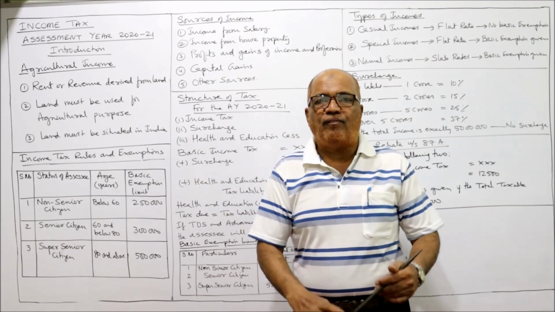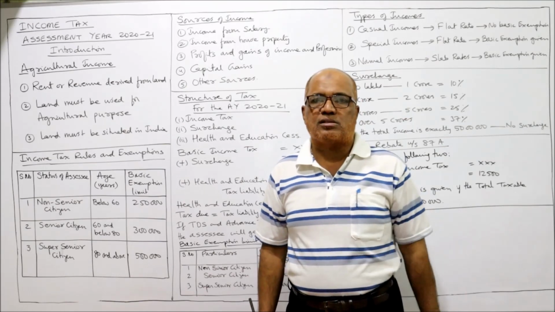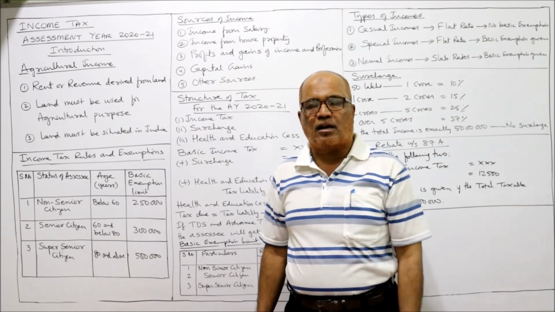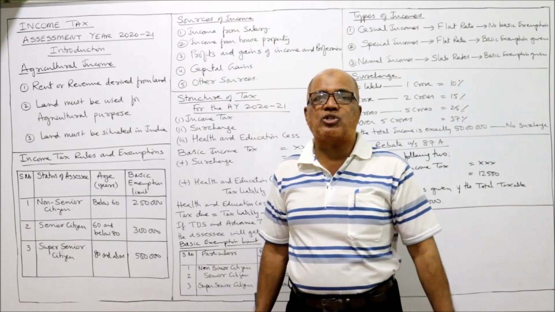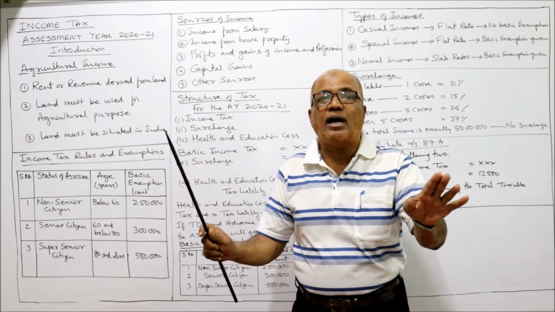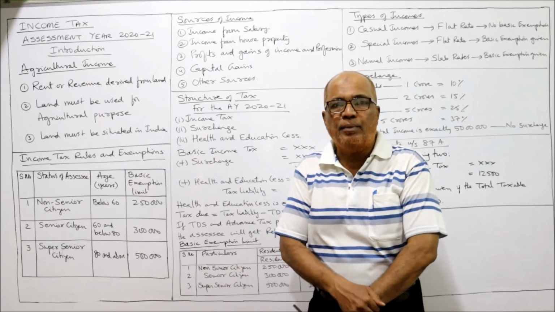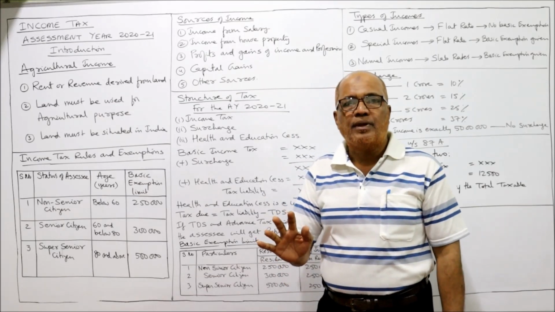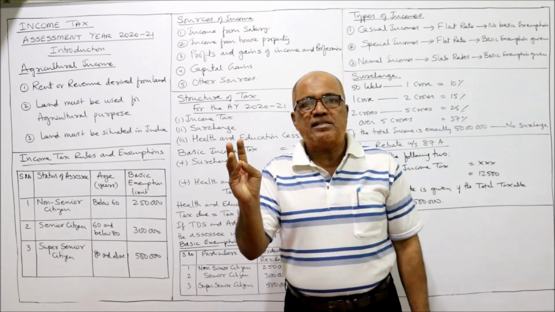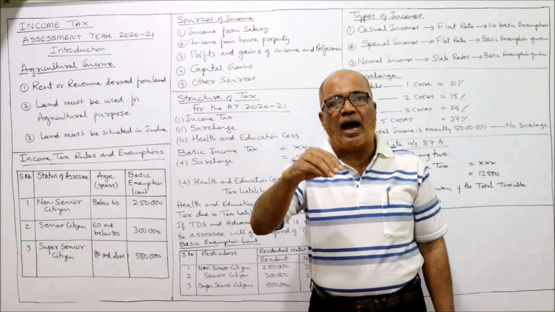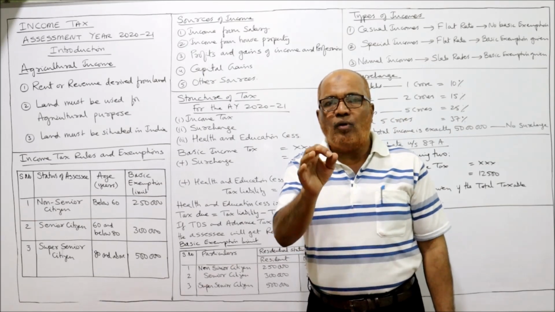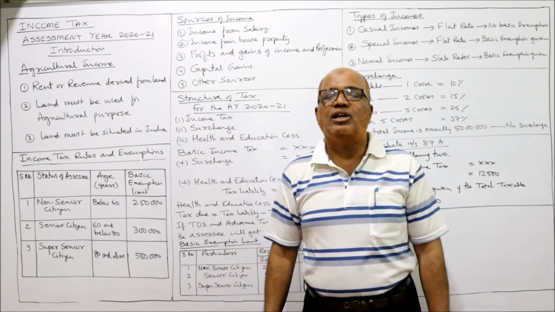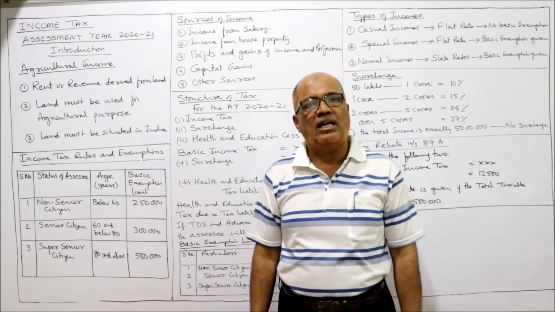If a person performs only basic operations, his income is agricultural income. If a person performs only subsequent operations, his income is not agricultural income. So, if only basic operations, or basic and subsequent operations, it is agricultural income. If only subsequent operations, it is non-agricultural income.